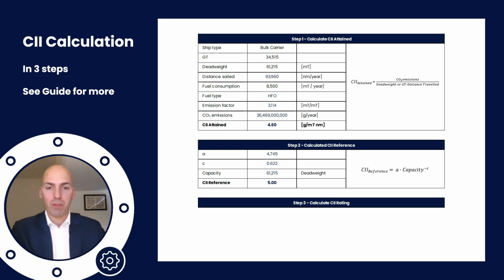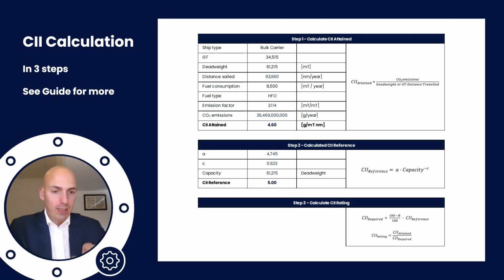Yeah, so far so good. I see the CII reference is 5, and when the CII attained is actually less than the CII reference, that's good, because we are lower than what is required. So I'm expecting a C value here. Step 3, calculating the CII rating, so that is the letter, not the number.